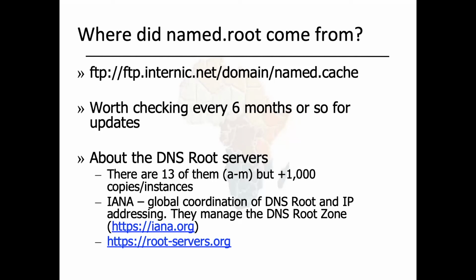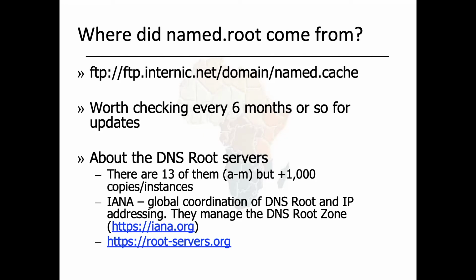If you go to that URL there, ftp.internet.net/domain-name.cache, you'll be able to see what that file looks like. It's a very simple text file. It's worth checking every 6 months or so. What it does is just store information about the DNS root servers that are available on the internet. So there are 13 of them.